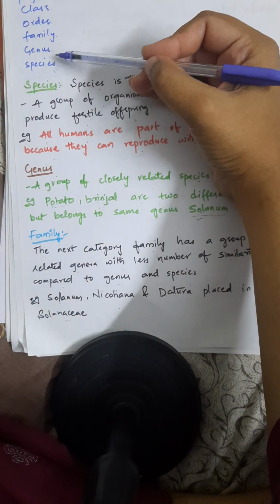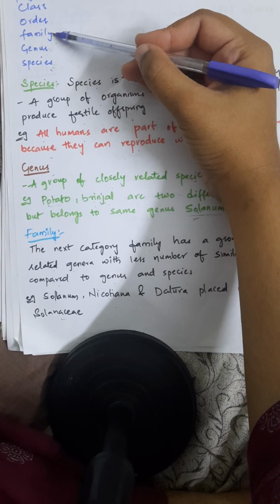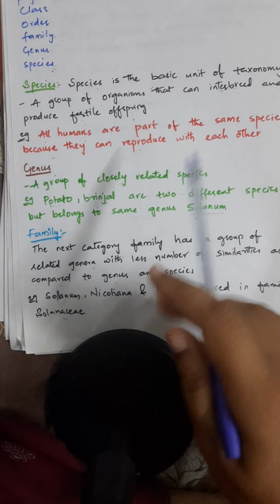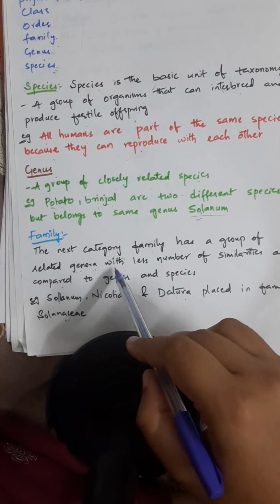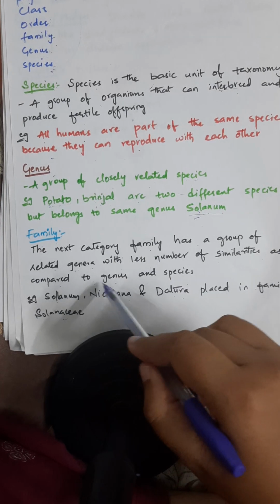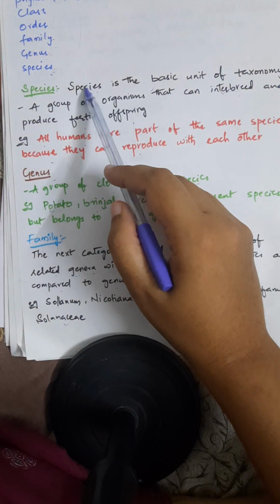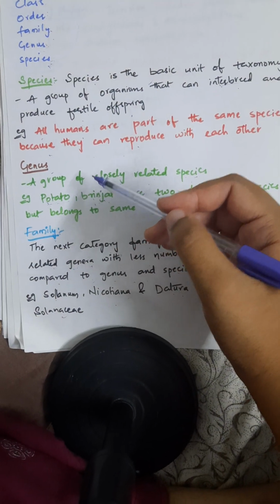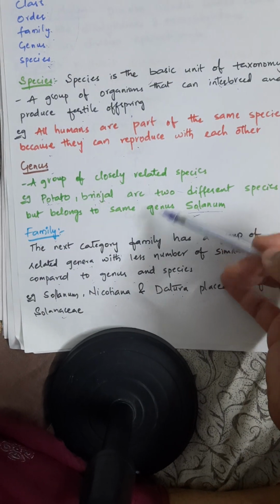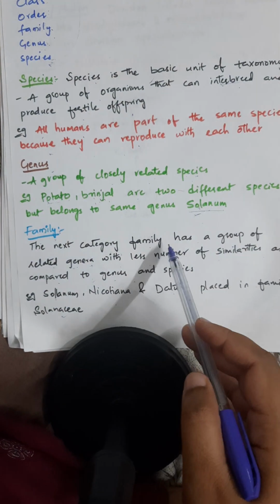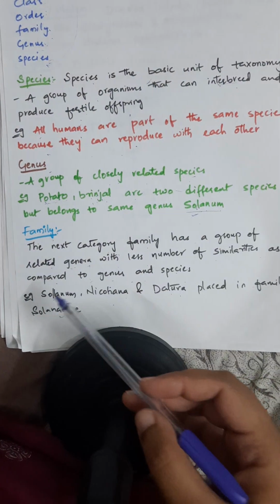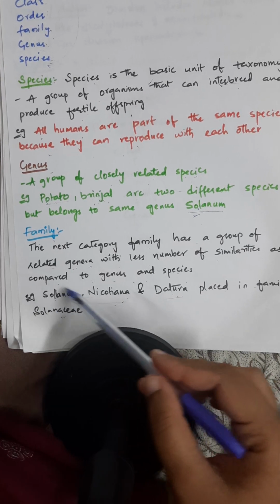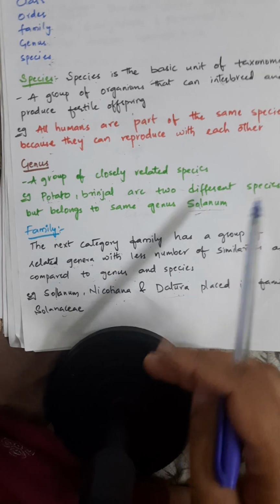Then coming to the family. See here, just above the genus the next category is the family. Family is the next category, which has a group of related genera. Here a group of genera is there in the family with fewer similarities as compared to the genus and species. See here, species has more similarity, genus also has some similarity, not that much, but some. But coming to the family, it has fewer similarities when compared to the genus and species. Example: Solanum, Nicotiana and Datura. These are three genera, placed in a single family, that is Solanaceae.